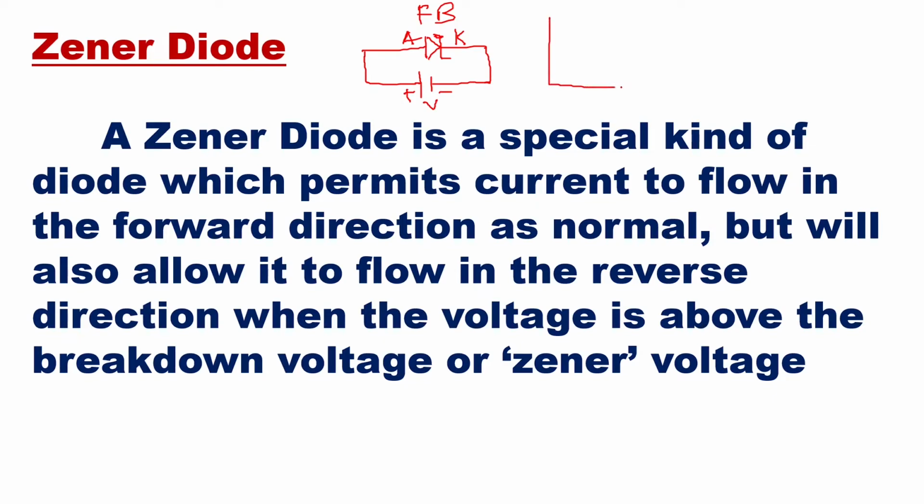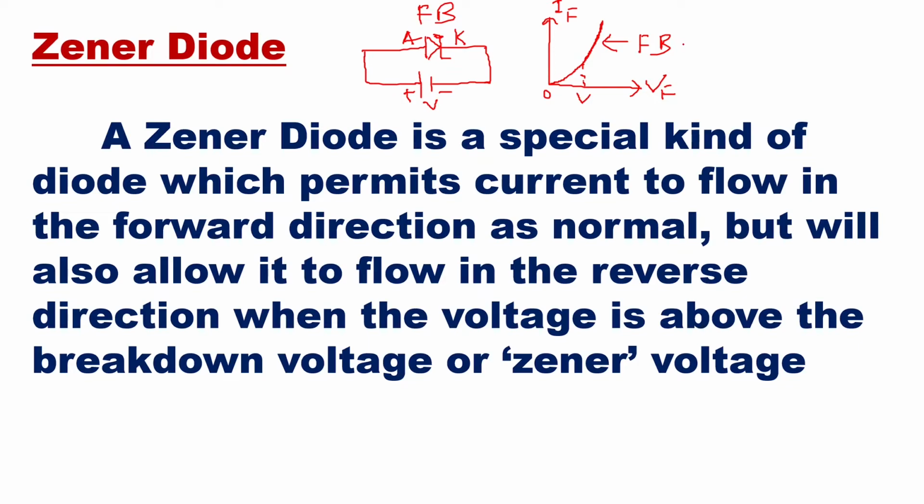That means its graph: whenever you draw the graph, the x-axis will be the forward voltage and the y-axis will be the forward current, and the graph is shown like this. Here you have something called the knee voltage, from 0 to the knee voltage, which has to overcome the potential barrier. After that, even if you increase the voltage a little, there is an increase in current. This is your forward bias condition. This is what we have seen in the diode.